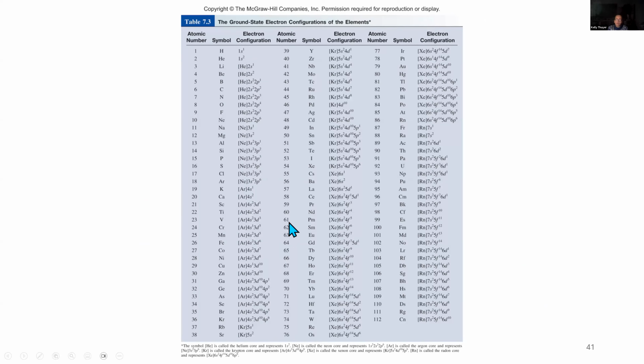So what does this mean? Well, the further down the periodic table we get, the more complicated it's going to be, because we're going to have more and more electrons, because that's what happens as you go down the periodic table, you gain more electrons. So that's what this is about.